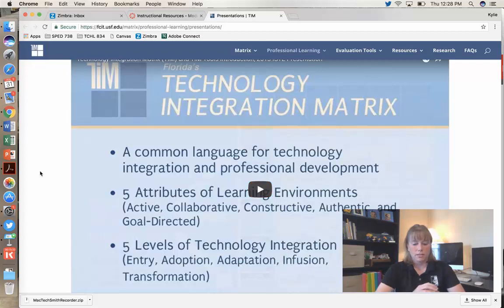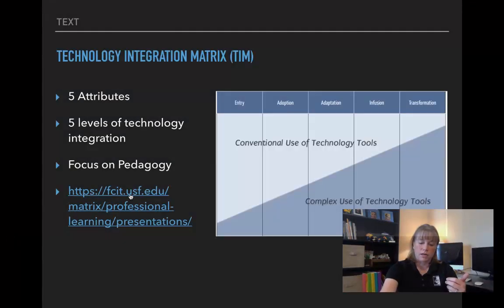Okay, here you can see those 5 levels of learning environments. So it goes from active, collaborative, constructive, authentic, and goal-oriented, okay, learning environments. And then you've got the 5 levels of technology integration. The main focus of this, again, is not on learner goals, and I think that's what we want to remember, but it's focusing on how technology is used with the student and if the tool is integrated in a sophisticated way.